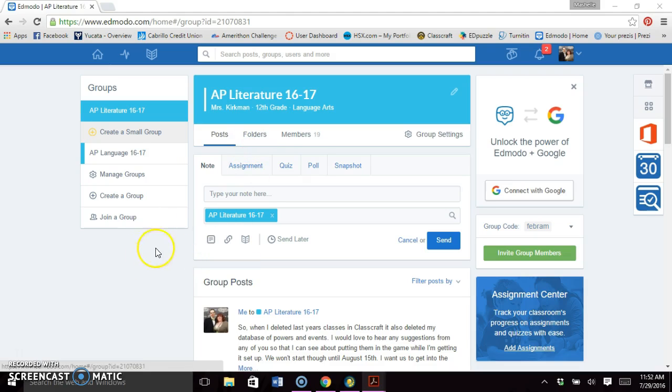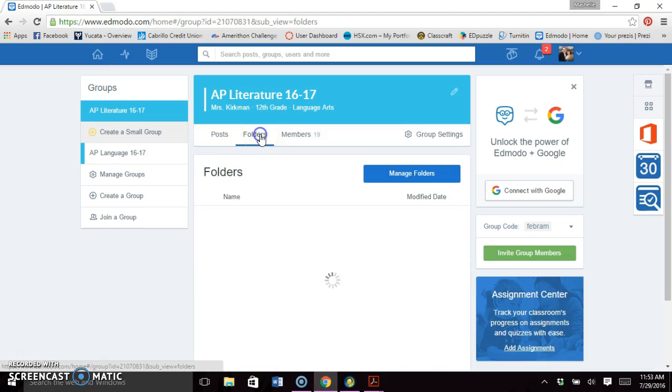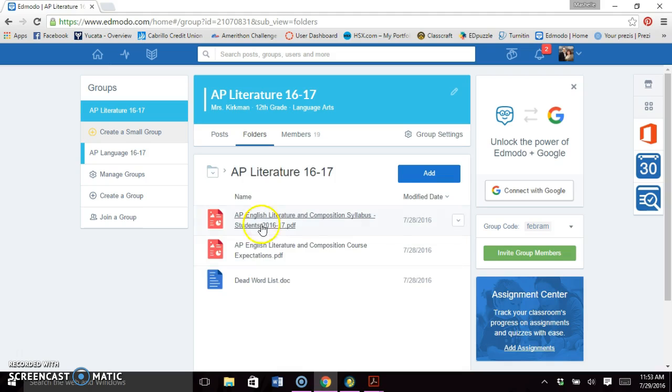Okay, so to get to the documents, you need to be on the actual AP Lit 1617 class page, and you'll see things like posts, folders, members. I want you to go to the folders page, and you'll see the actual folder for the class. If you click on the folder, you will notice several things in here. So you go ahead and open them. They are in PDF form. The specific two that I want are the first two, the syllabus and the course expectations.